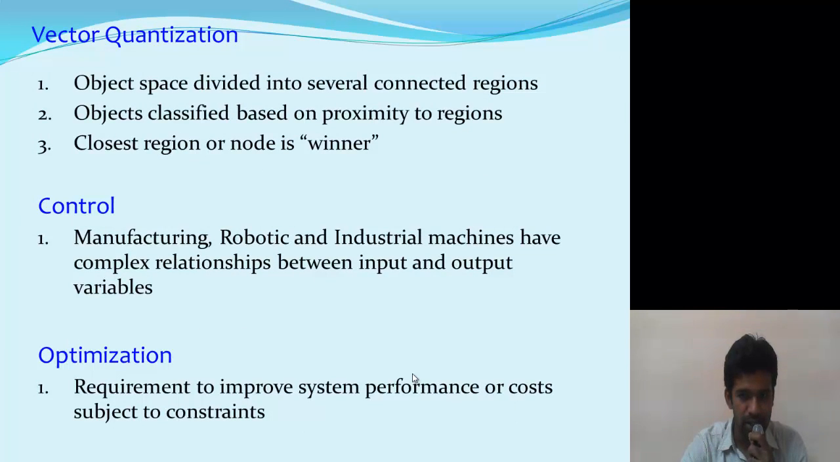Vector quantization. Object space divided into several connected regions. Objects classified based on proximity to regions. Closest region or node is declared the winner. Control. Manufacturing robotic industrial machines have complex relationships between input and output that require a lot of control to be given to the user. Optimization. Requirement to improve a system performance or cost subject to constraints that can be improved by the use of artificial neural networks.